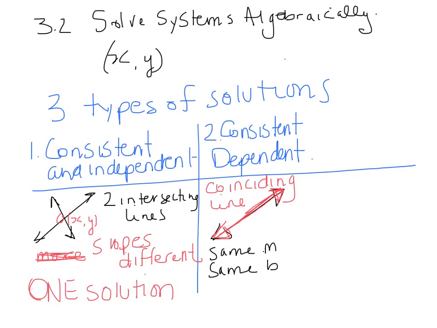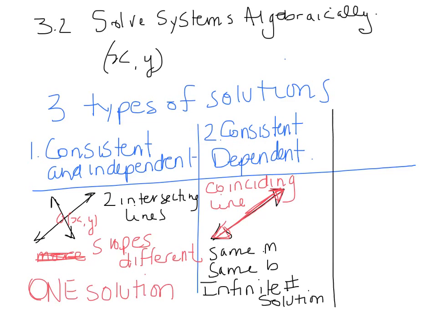So when that happens, we say it's consistent and dependent. Okay, there is an infinite number of solutions. Anything on that line will be on the other line too, because they're the same line. Okay, and we'll talk later about how you describe the solution.